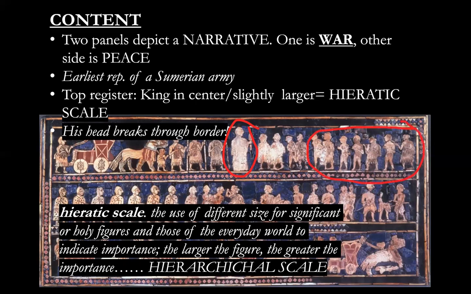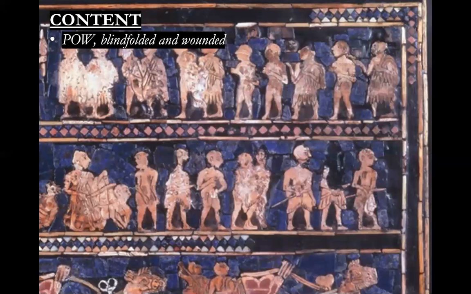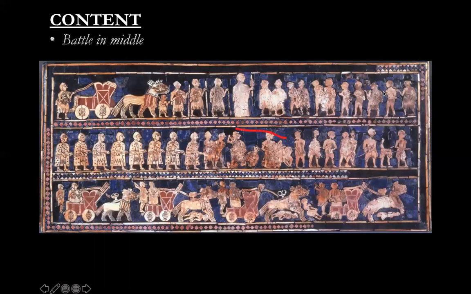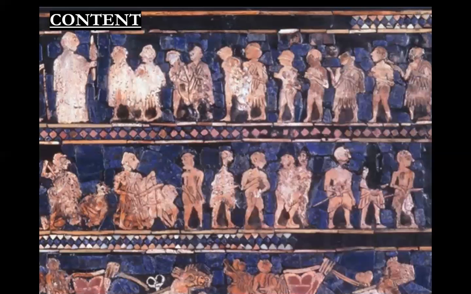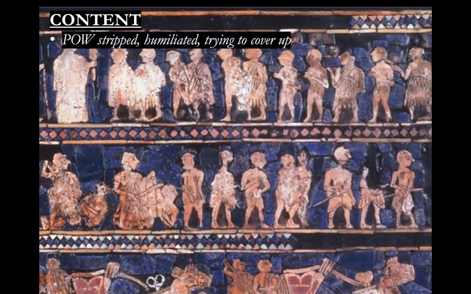All right, we're just going to zoom in on that top right panel. So you've got prisoners of war, blindfolded, like right here, he's got a blindfold, their hands are clasped together, they're wounded. And then in the middle, you have the battle going on. We don't need to write, if it's in italic, don't write it. I'm just showing you guys this stuff. And then the right middle panel, I'm trying to zoom in right here, in this instance, prisoners of war are stripped of their clothing, which humiliates them. They're trying to cover up.